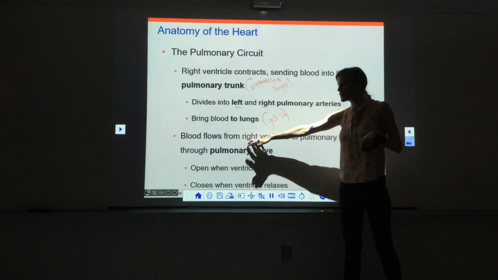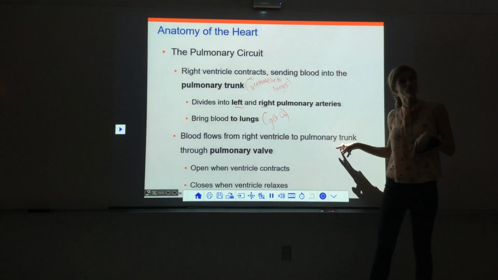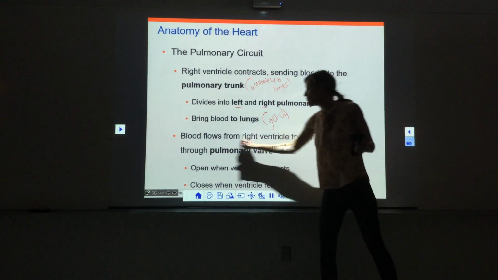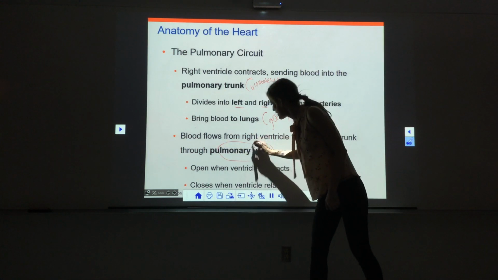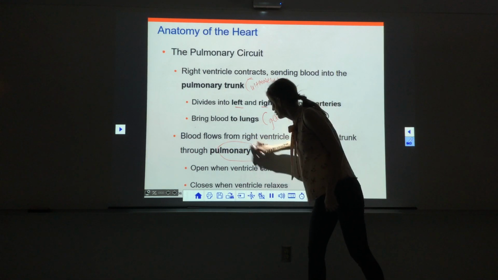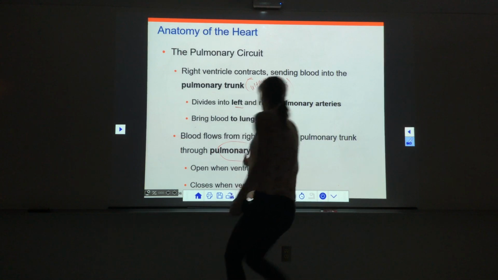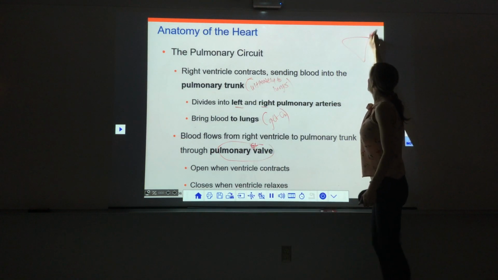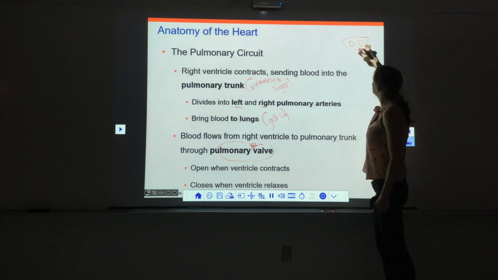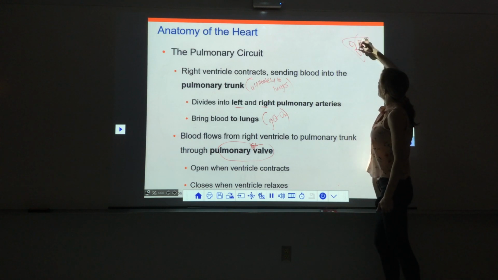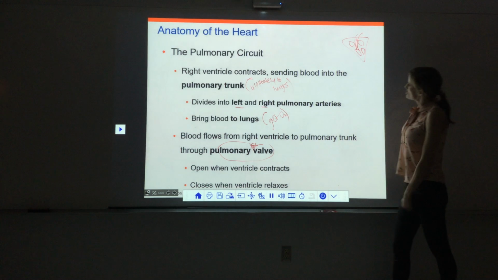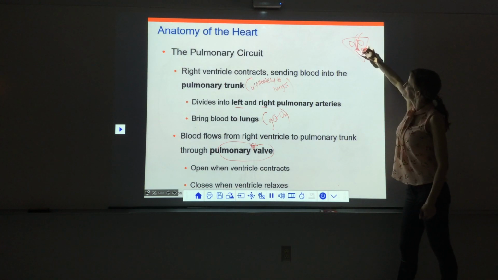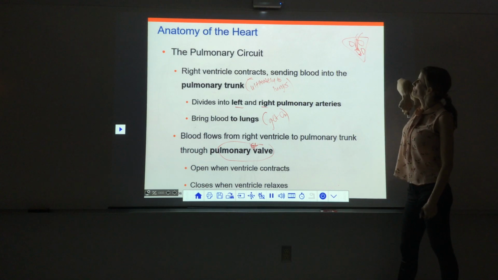As the blood flows from the right ventricle into the pulmonary trunk, it flows through another one of our valves, right? The pulmonary semilunar valve. So if I were looking at the atrium, ventricles, I'm going out through the pulmonary trunk. So the pulmonary semilunar valve would be right there, right? Between the right ventricle and the pulmonary trunk.